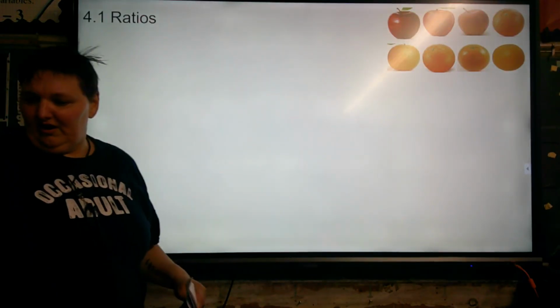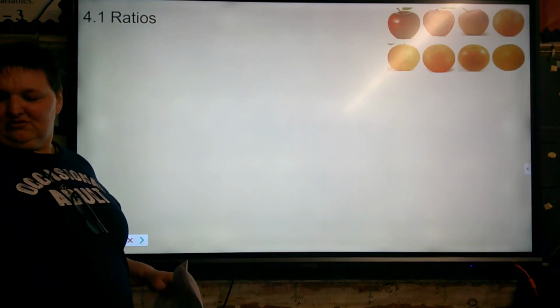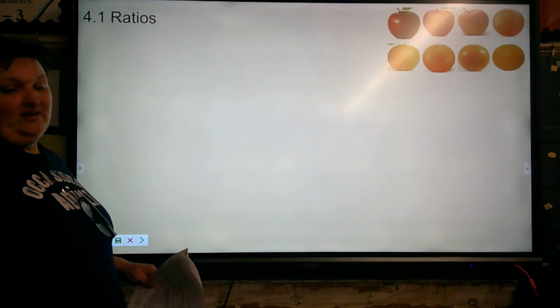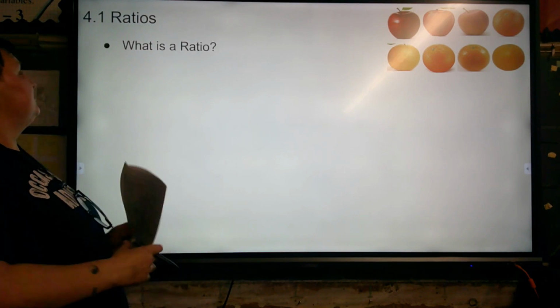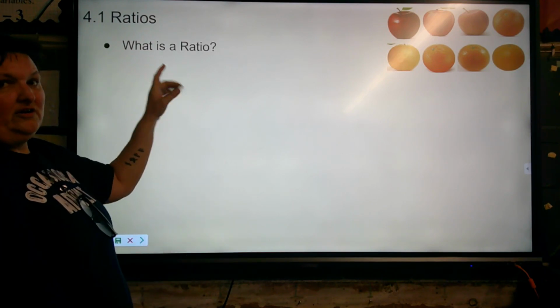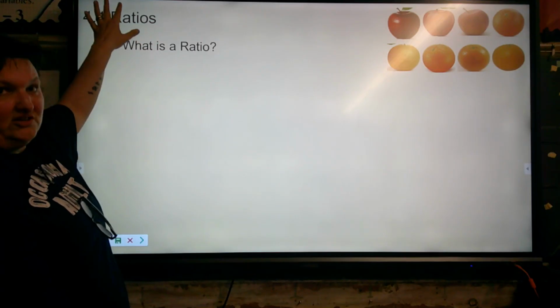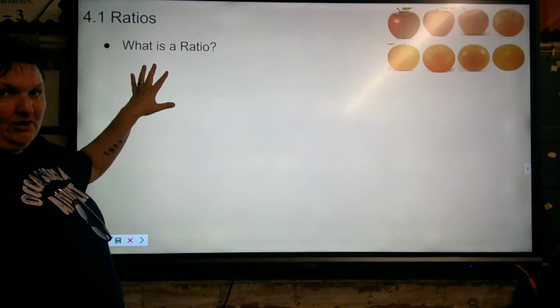Alright, Unit 4 is all about similar triangles. So, what are similar triangles? We start with 4.1, which looks at ratios. What is a ratio? You should be taking notes in your notebook. It should have a title. It should have notes.